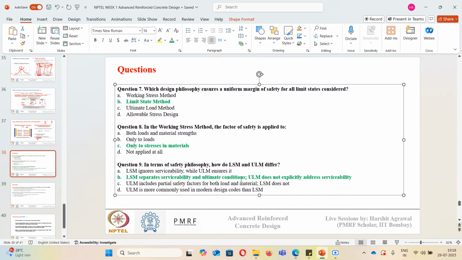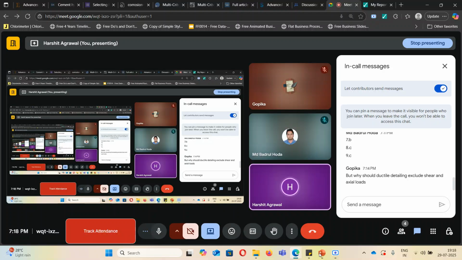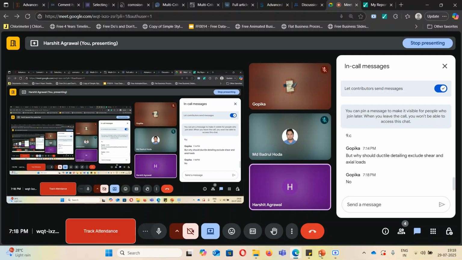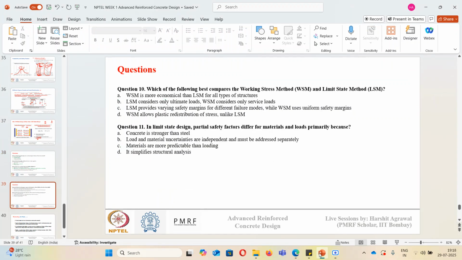Are these three questions clear? Any doubts in these three questions? 7, 8, and 9. Just answer these two more questions. These will be the last questions of today's session. Very basic questions just to check whether you understood the different design methods or not.